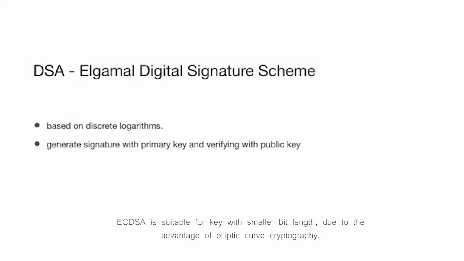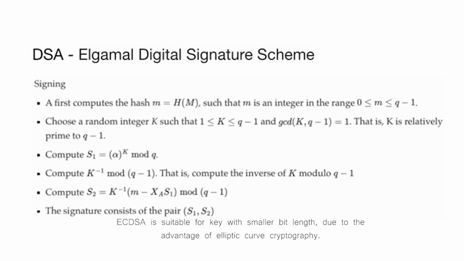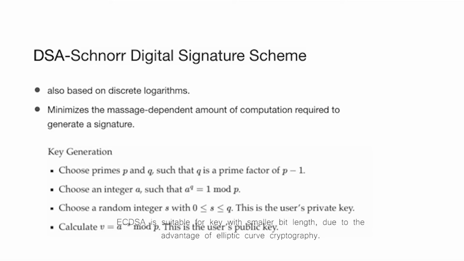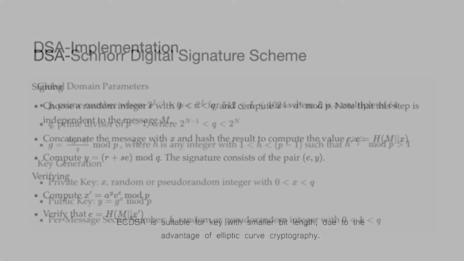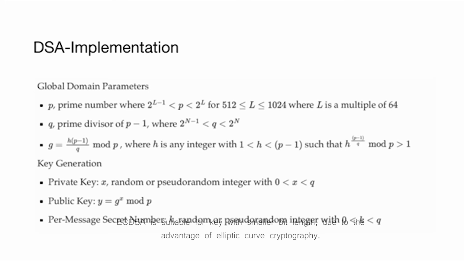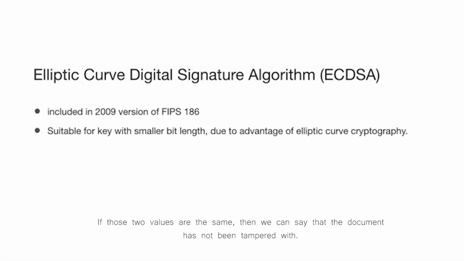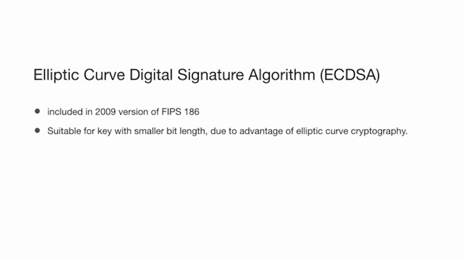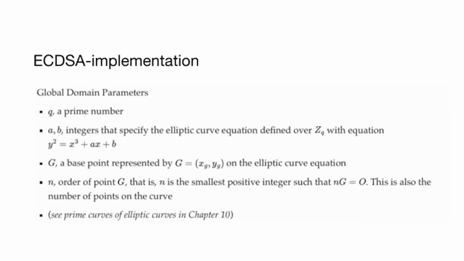Here's the first scheme. And here's the second scheme. Here's the implementation of DSA itself. And for this one, ECDSA is suitable for keys with smaller bit length due to the advantage of elliptic curve cryptography. Here's the implementation detail.